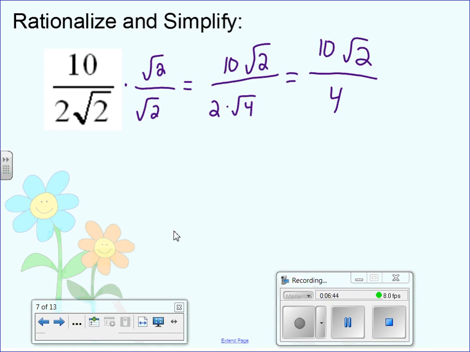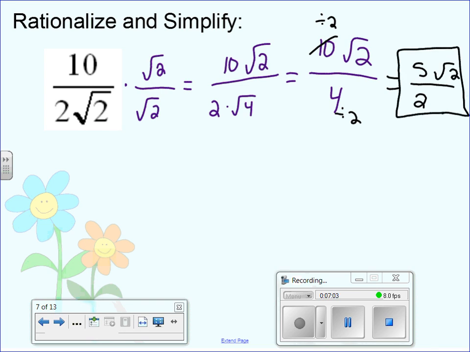Now you would want to simplify the top and bottom by factoring out any common factor that the 10 and 4 have in common. The 10 and 4 definitely could both divide by 2. So 10 divided by 2 is 5. 4 divided by 2 is 2. And then the radical 2 can just stay down. So our final answer, 5 radical 2 over 2.